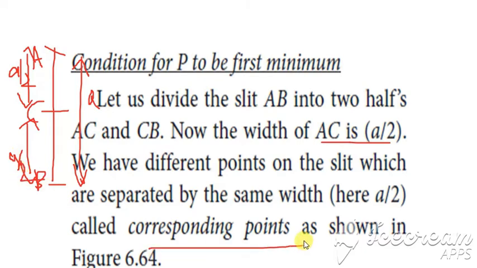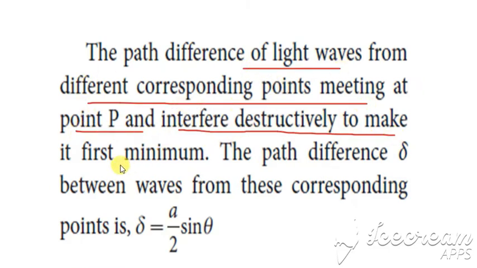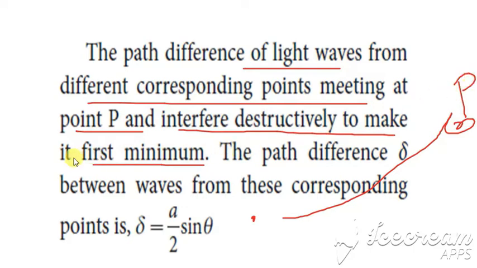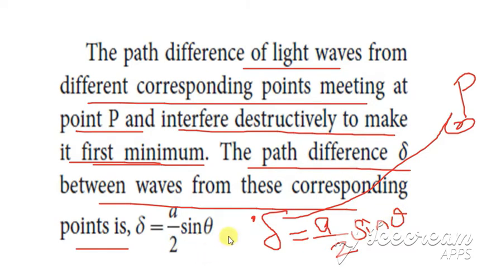The path difference of light waves from corresponding points which meet at P and interfere to make the first minimum is delta, which is equal to a by 2 into sine theta. So this is the formula for delta: delta is equal to a by 2 into sine theta.